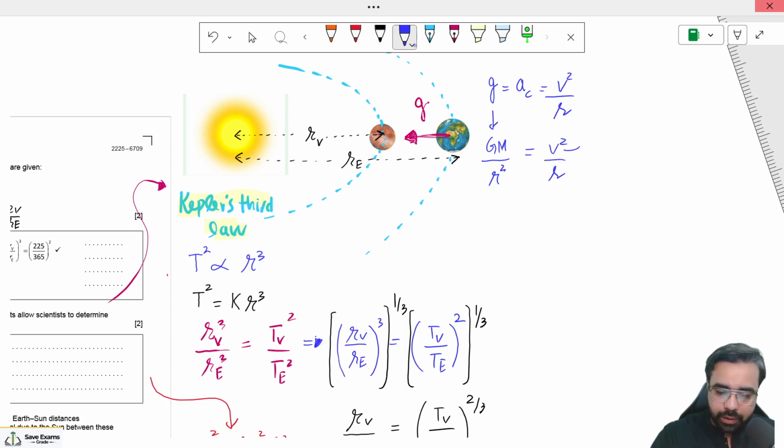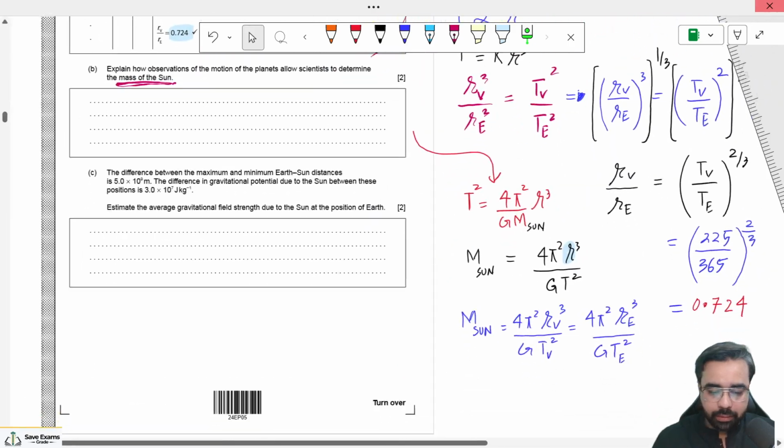If you further put in the value of v, the average speed, which is equal to 2 pi r over T, and simplify, you will soon get the equation T squared is equal to 4 pi squared over GM, times r cubed. Okay, let's get back to our question.